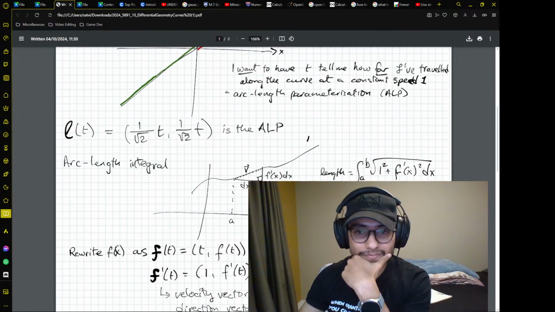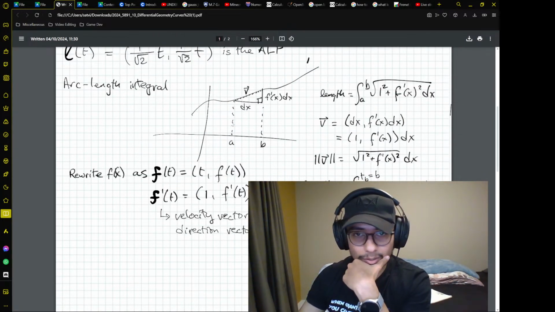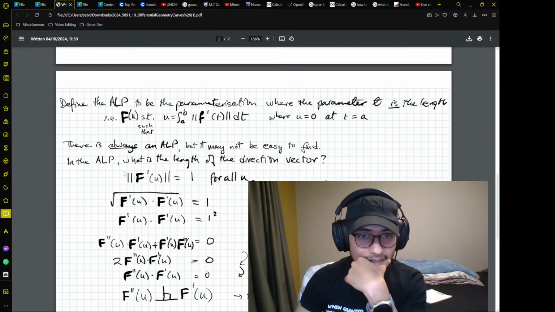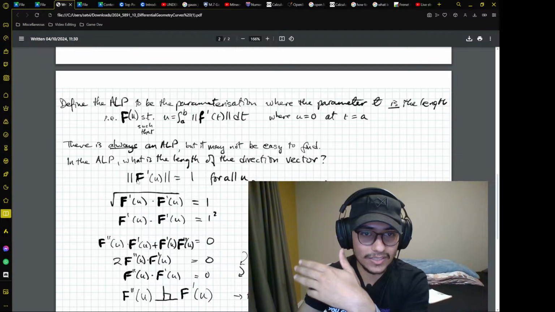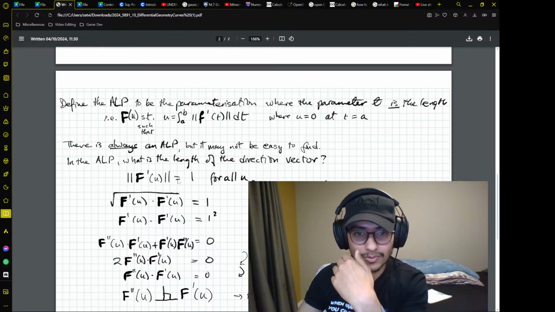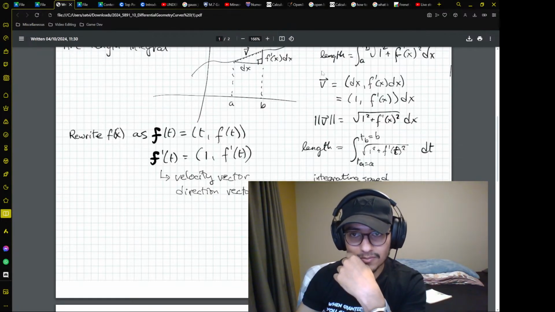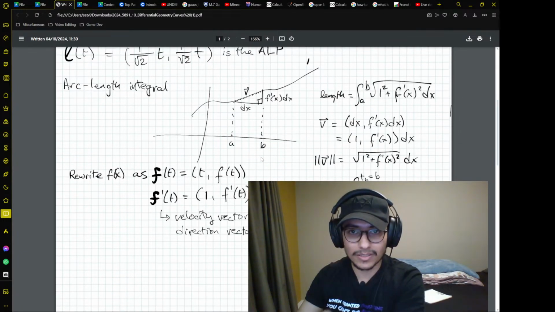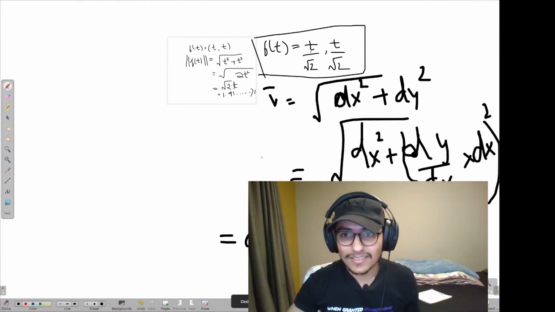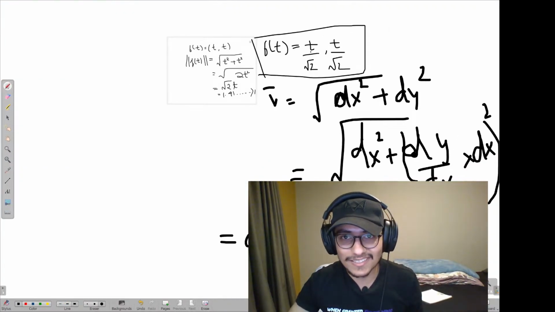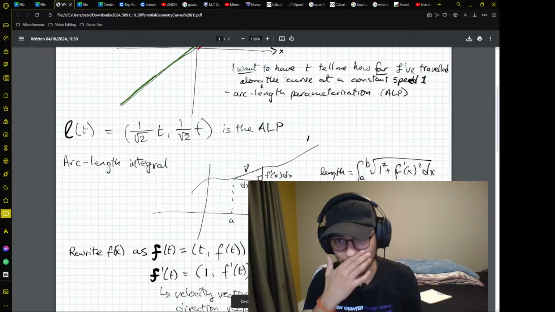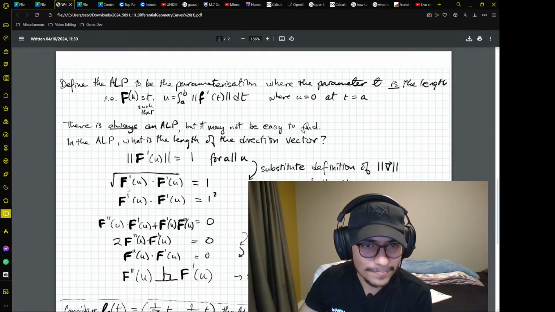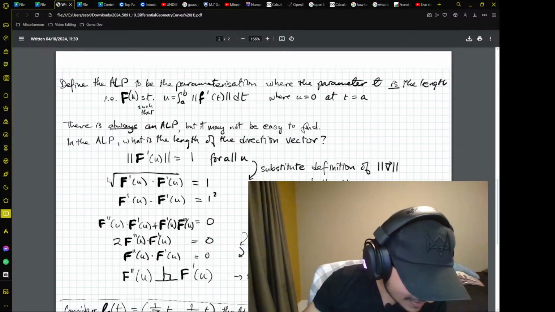So we have the velocity as a direction, and the norm of f dash u equals 1, since it's an ALP, arc length parameterization. I already proved it to you, it will be 1, because that's why we divided it by root 2, so that it is 1.